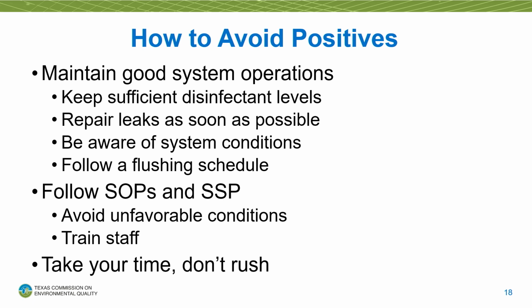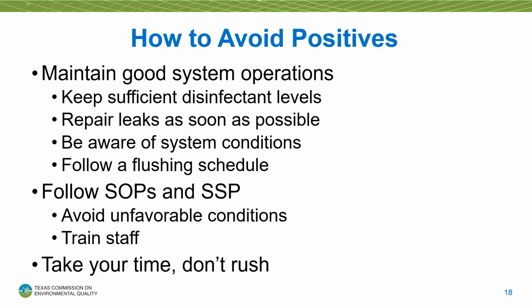So we want to avoid positives at all costs. So by maintaining good system operations and knowing your disinfectant residuals and maintaining those residual levels, repairing any leaks as soon as possible, and being aware of your system and its condition. Are there parts that are starting to rust out? We should probably go replace them and make sure we're not exposing the water to some external contamination. Follow a flushing schedule as well to prevent stagnant water, and then follow your SOP and SSPs by avoiding unfavorable conditions and sampling at locations that are representative of your system, and then train your staff as well. Take your time, don't rush, sample early in the month, early in the week, to give yourself ample time to react in the event of a positive water sample.